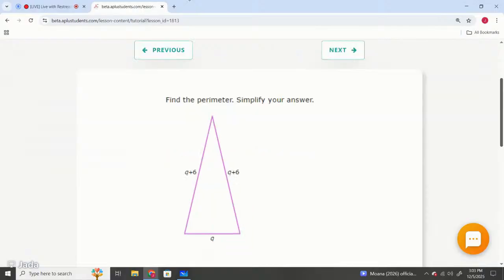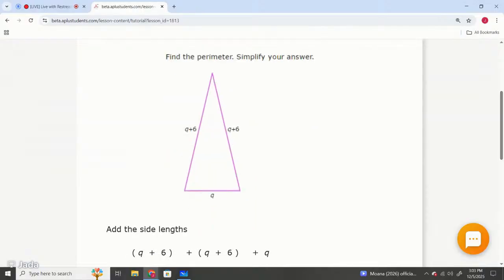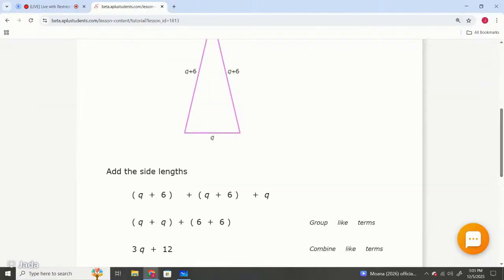Find the perimeter, simplify your answer. So what is the perimeter? Whenever we need to calculate the perimeter, we need to add all the side lengths, right? The side lengths are q plus 6, q plus 6 and q. So we just need to add them all: q plus 6, q plus 6 plus q. We need to add the like terms. So q plus q plus q, they are the like terms. And then you need to add 6 plus 6. 6 plus 6 makes 12. That is 3q plus 12.